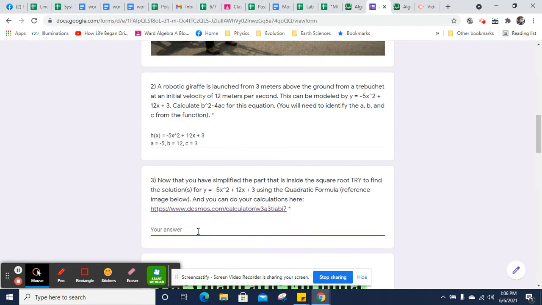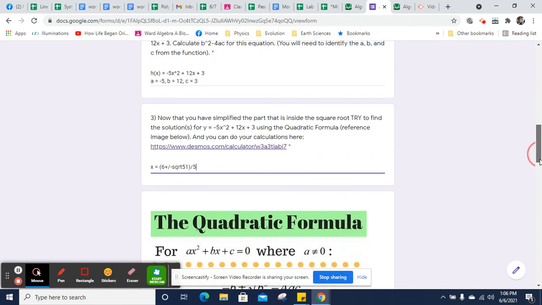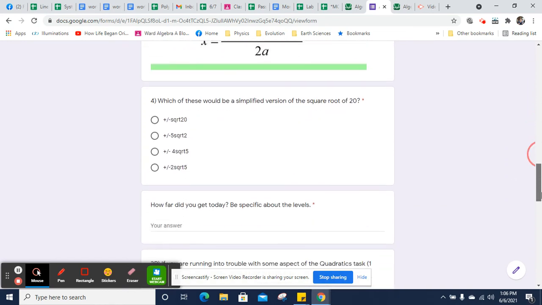So x will equal 6 plus or minus square root of 51 all over 5. And that is that for this exit ticket, I think. Yes. Oh, no, there's one more question.